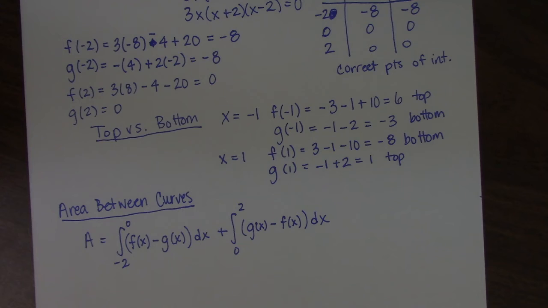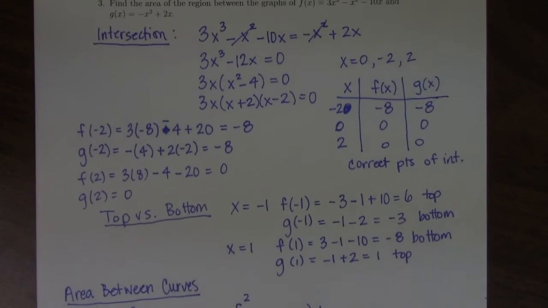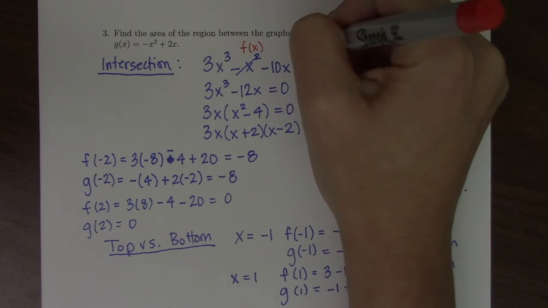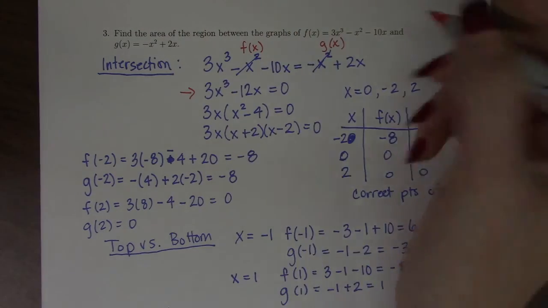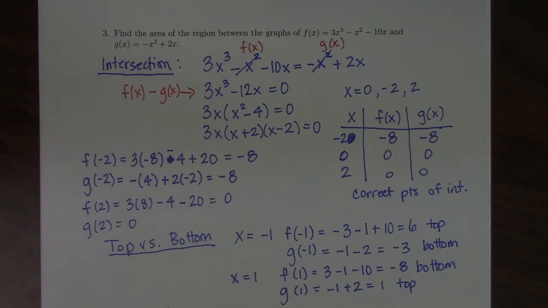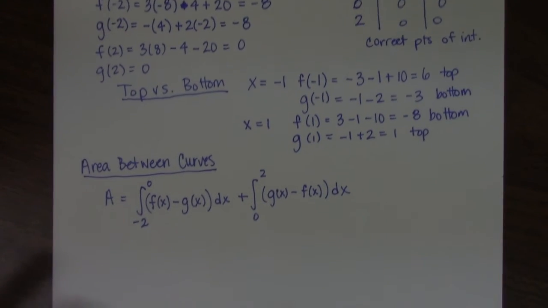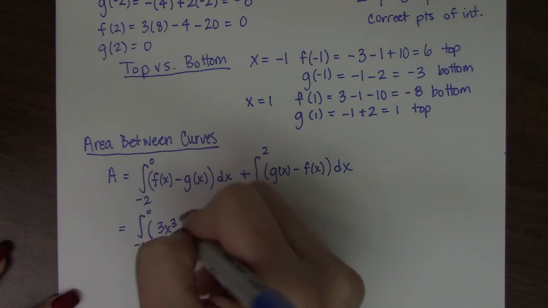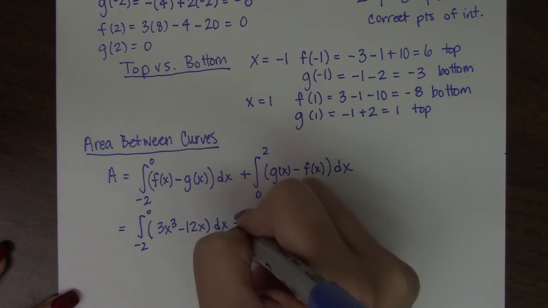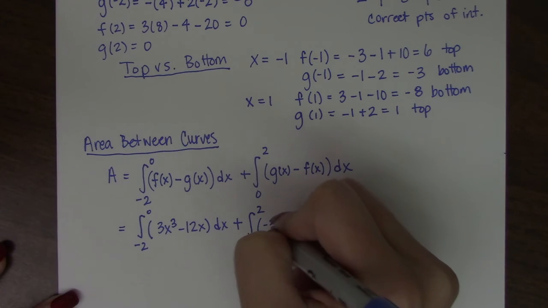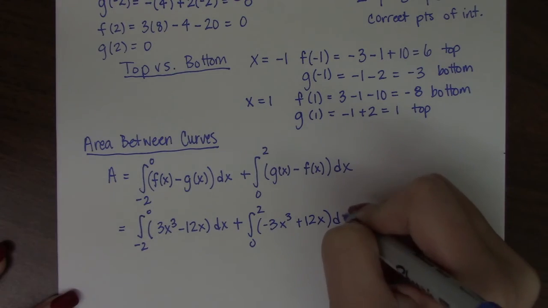If you go back, we can look at our work up here. We've kind of done some of this hard work already. Since this was f of x and this was g of x, in this line of my algebra I took all the terms from g of x and subtracted them over. So this is f of x minus g of x. So if I come back down here for my first integral, I can say this is just 3x cubed minus 12x dx. If you reverse the order of subtraction, which is all we did here, it just changes the signs of all the numbers. So this is negative 3x cubed plus 12x dx.